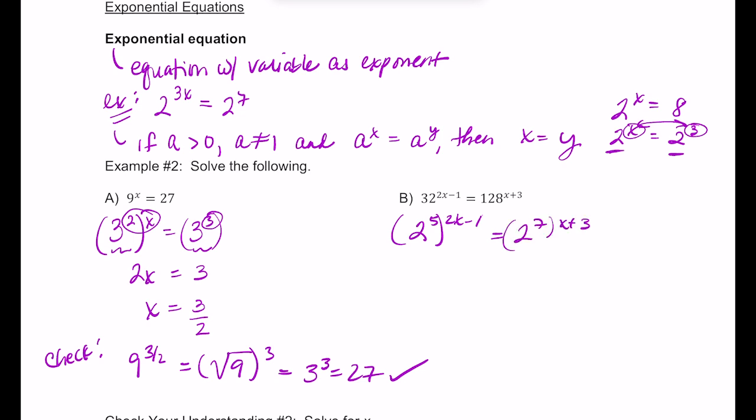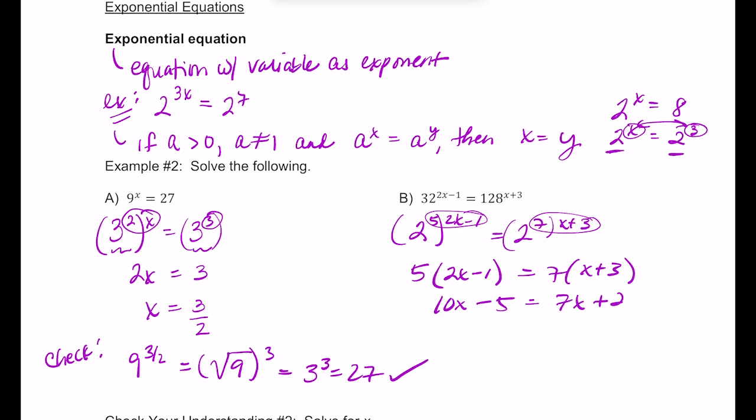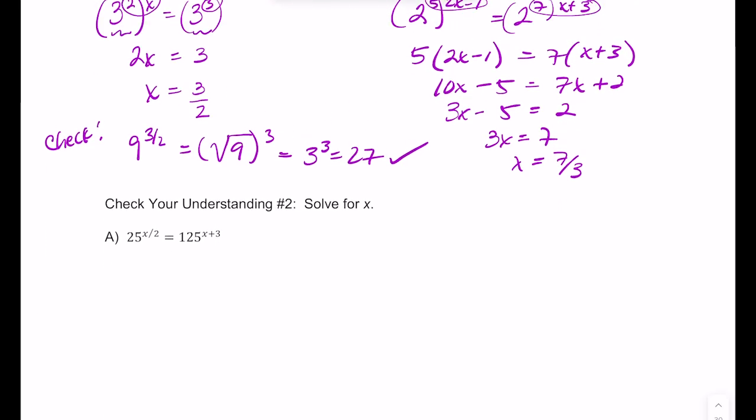That means that my exponents are equal. But here we want to be careful. It's 5 times the quantity 2x minus 1 equals 7 times the quantity x plus 3. And then we'll solve that. And I'm going to subtract 7x from both sides and add the 2. So x would equal 7/3. You can pause the video at this point and try letter A of the next problem.